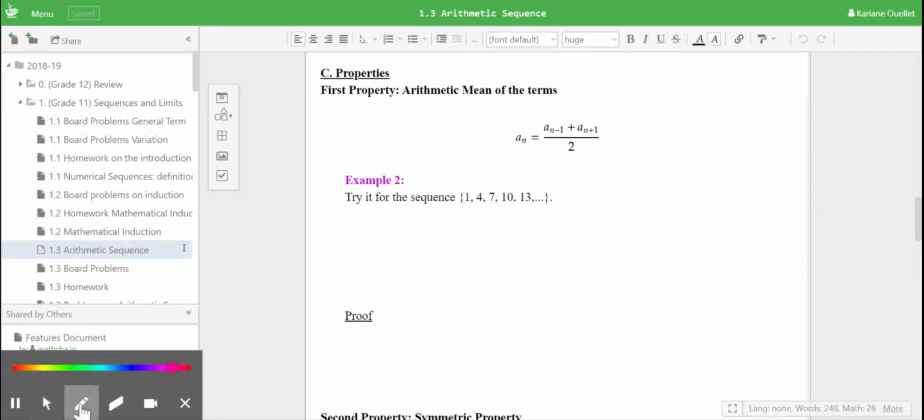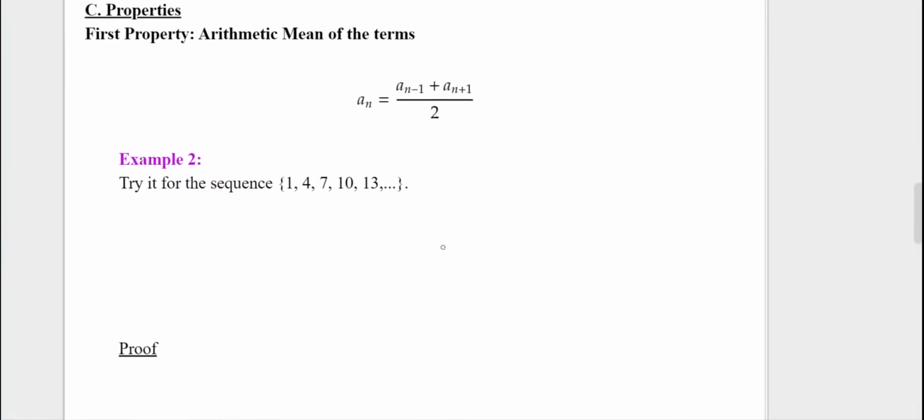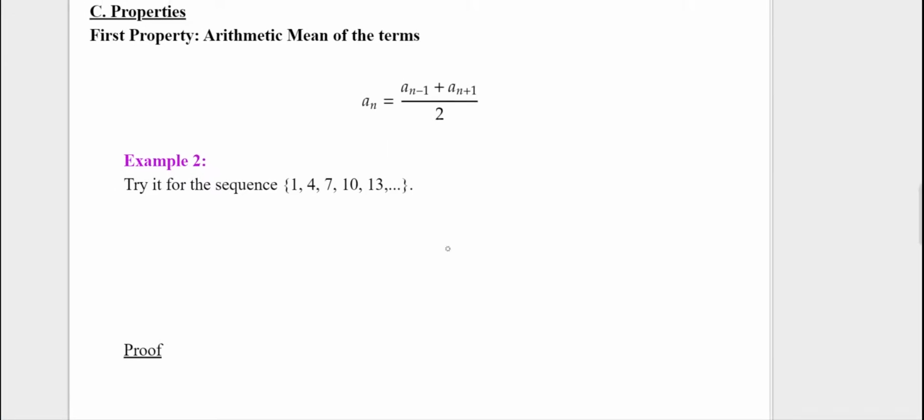What's up, guys? So how did the finding the general term thing go? If you're still not too sure how that works, please let me know and I will potentially help you out in any way I can.